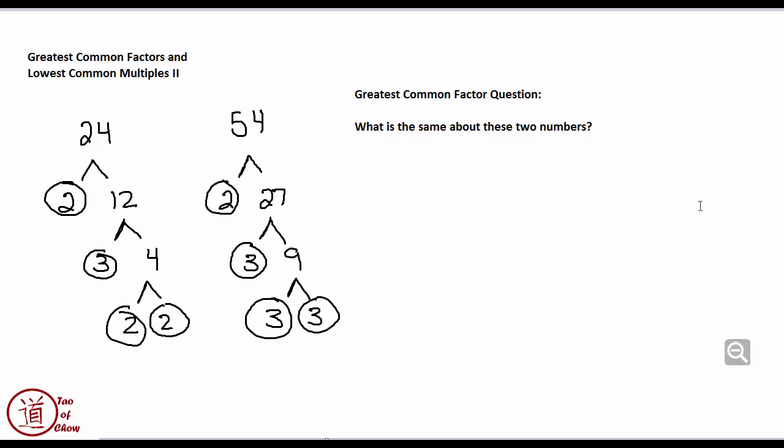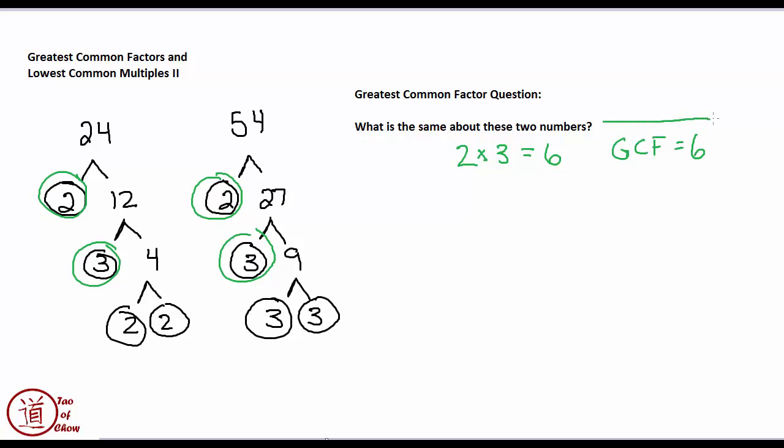Well, let's take a look. They both have a 2. They both have a 3. And that's it, which means that they share factors of 2 and 3. Now, if we combine the factors through multiplication, we get 6. So that means that if you combine all the factors that they have in common with each other, you get 6, which means that the GCF, the greatest common factor, is 6.